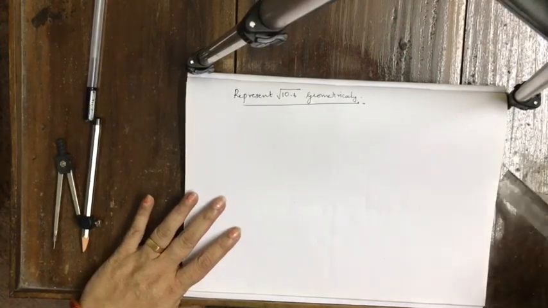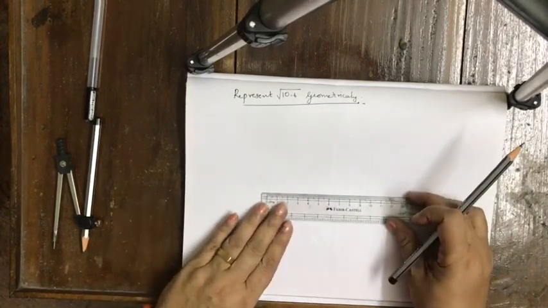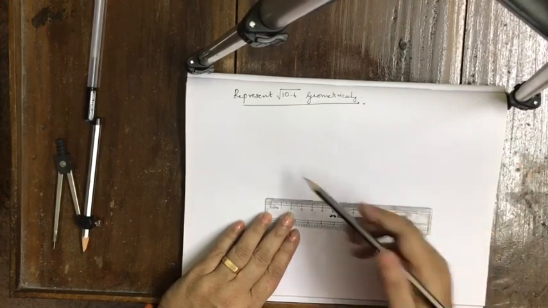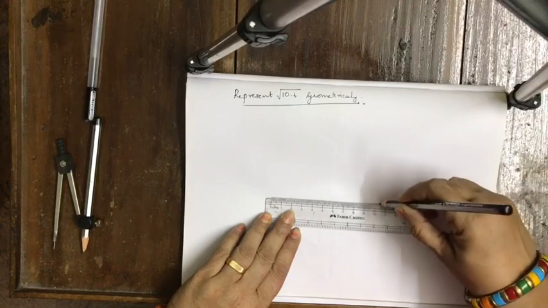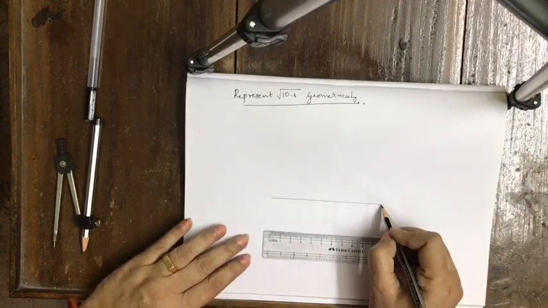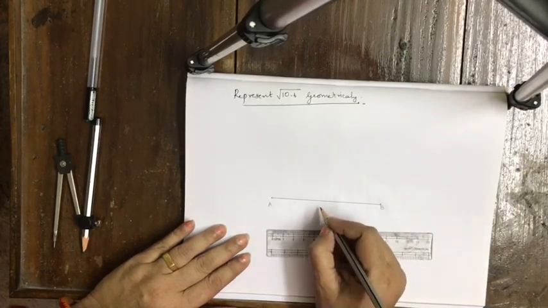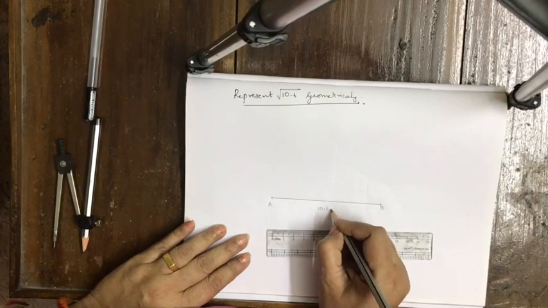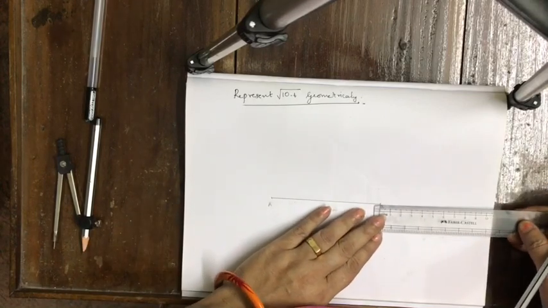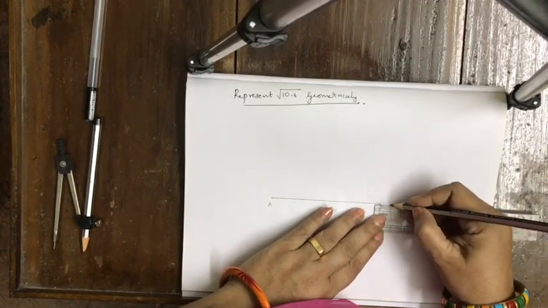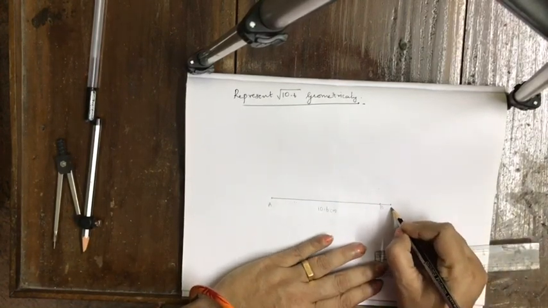So what are the steps? At first, you will take a measure of 10.6. So 10, 10.5, 10.6. This is 10.6. Mark these points as A and B. So AB is of 10.6 centimeters. Now at B, you have to take a measure of 1 centimeter further and join it. Mark this point as C.